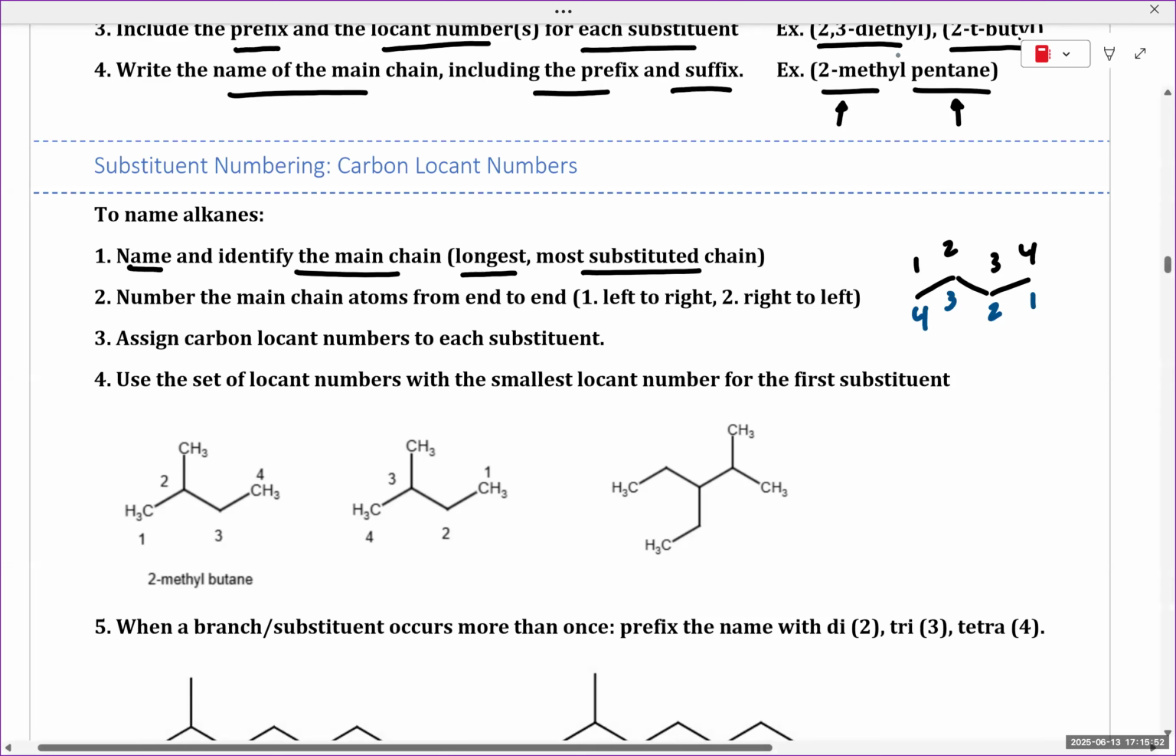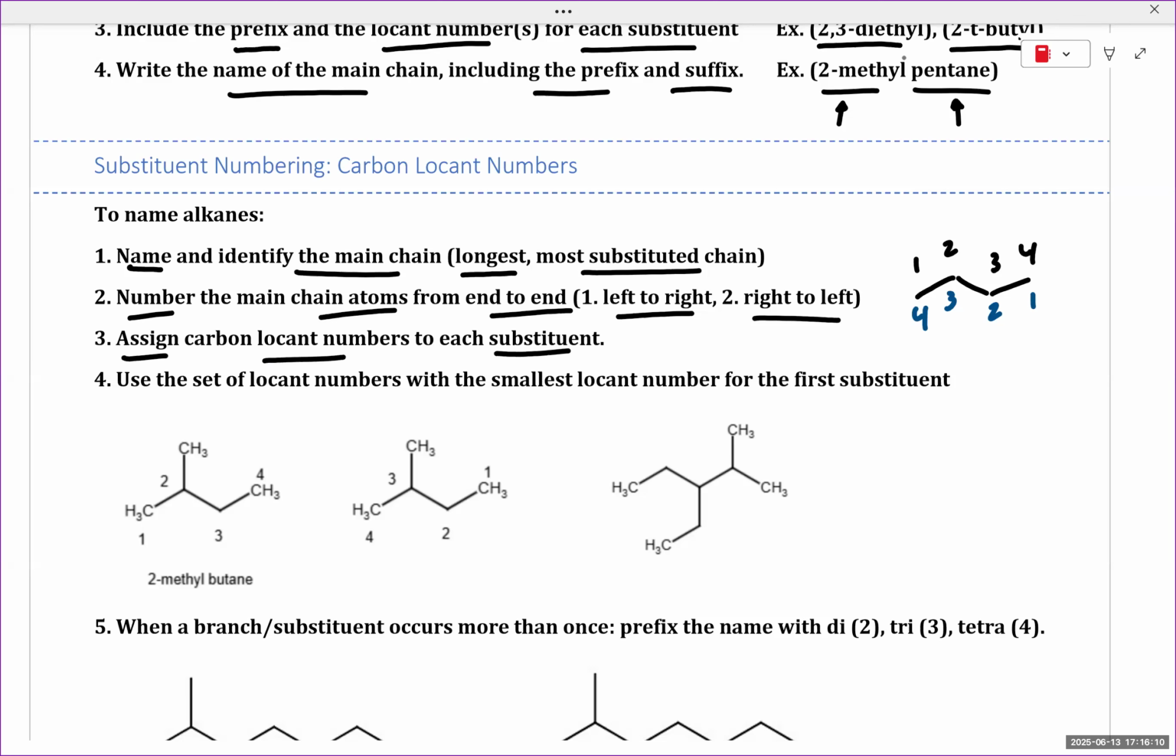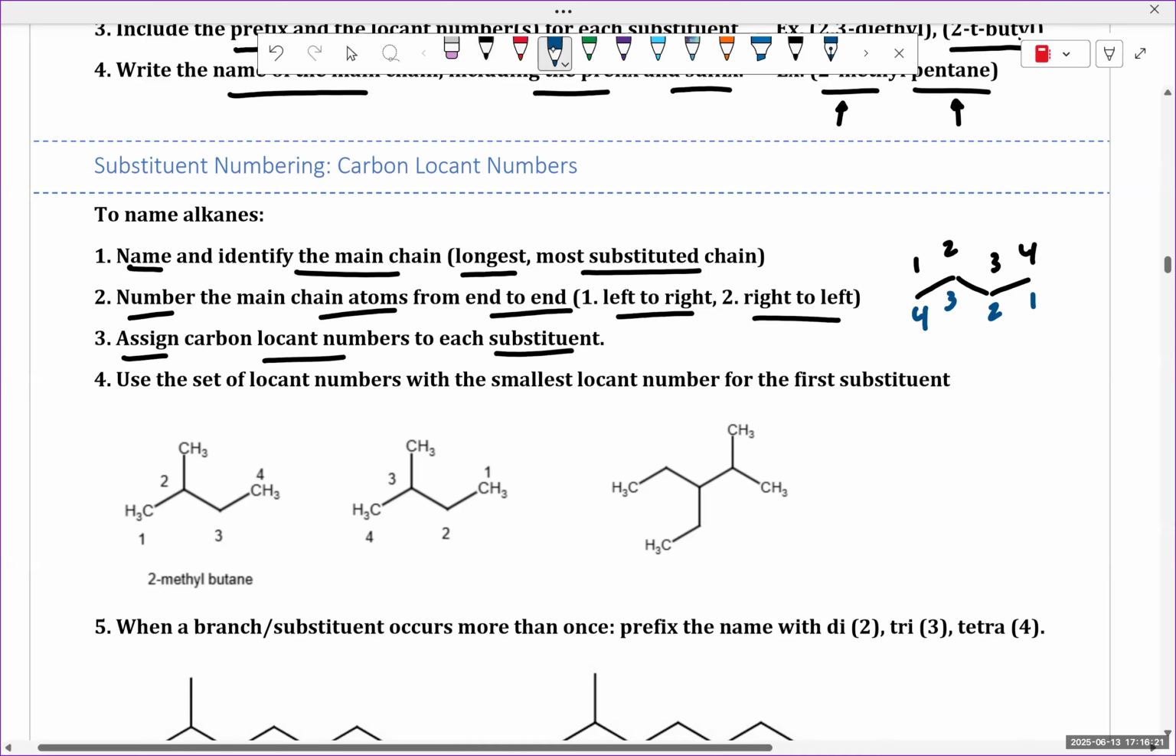These give what are known as locant numbers, which are the location of substituents on your chain. So when you number the main chain atoms from end to end, left to right and right to left, you'll have two sets of locant numbers. You're then going to assign locant numbers to each substituent. For example, in 2-methylbutane, we have 1, 2, 3, 4. This is one method of writing locant numbers. The other set would be counting from right to left.